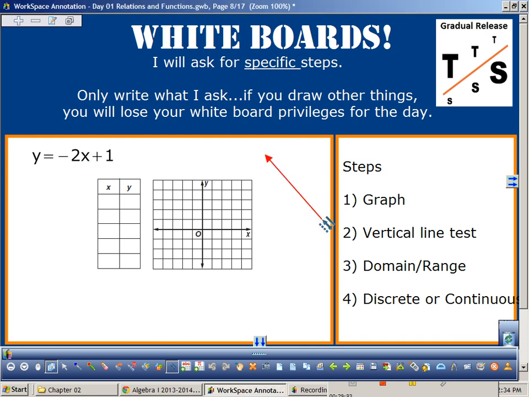Negative 2x is a negative line. Plus 1 means it's shifted up 1.